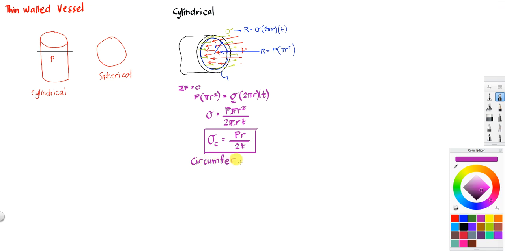Circumferential, or tinatawag nating hoop stress. So, we will be having here this one. Next. Aside from that, pwede ko naman siyang hatiin on this part. Dun ko naman siya hatiin.